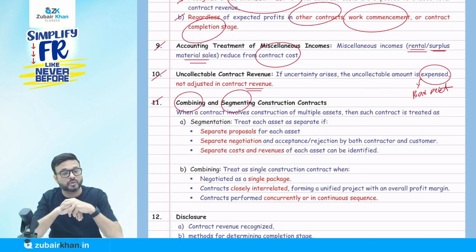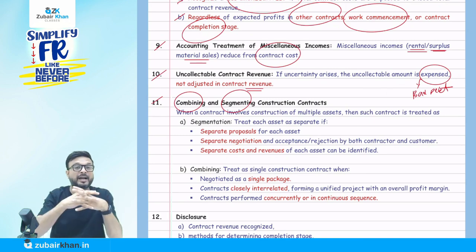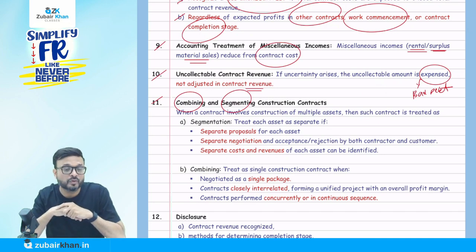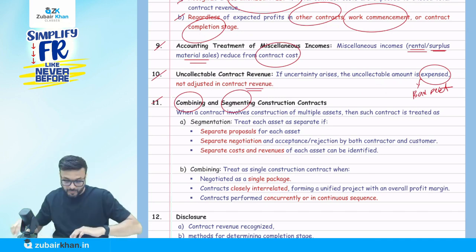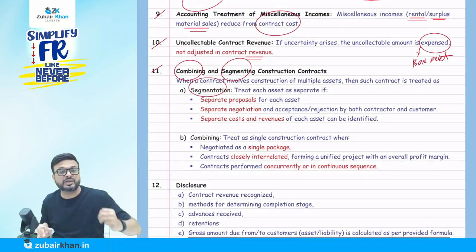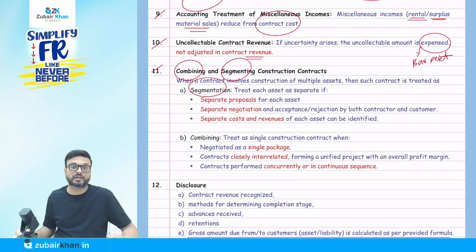So that is why it is important to find out whether it's a combining of different types of work as one contract, or segmenting, meaning these are different contracts. There are certain conditions that have to be fulfilled to find that out. Let's start. When it comes to segmentation, that is segmentation into different contracts, if these 3 conditions are satisfied, we call them different contracts.